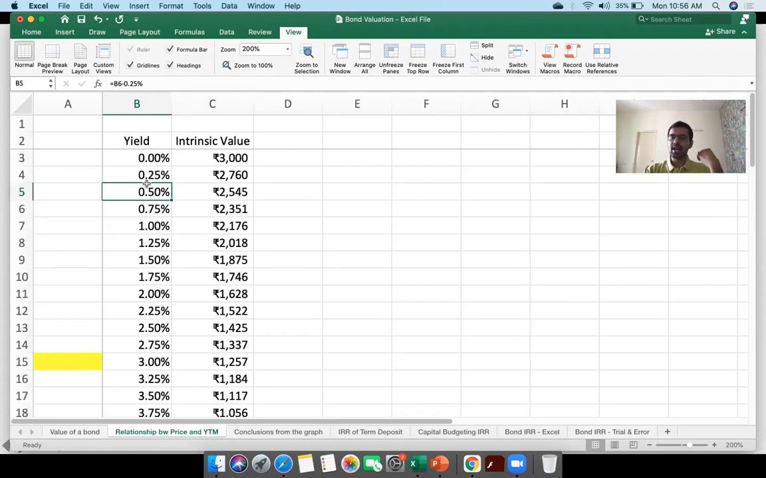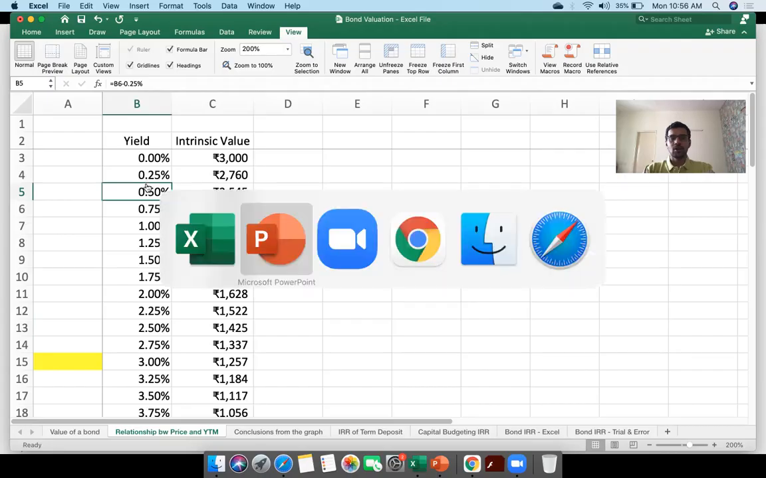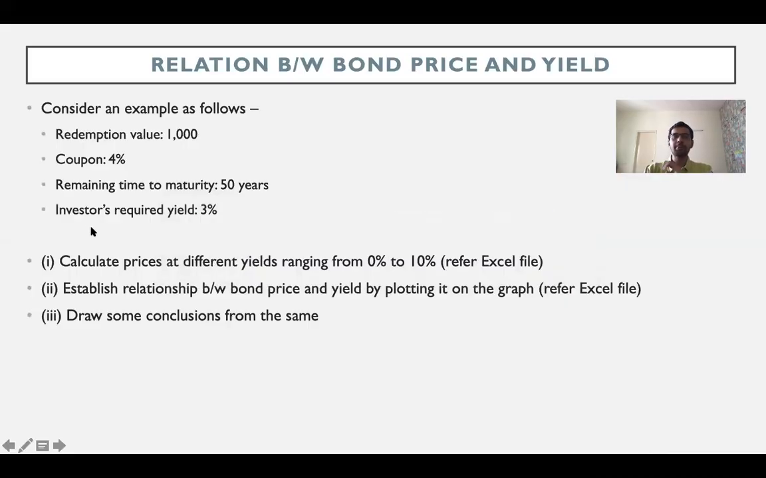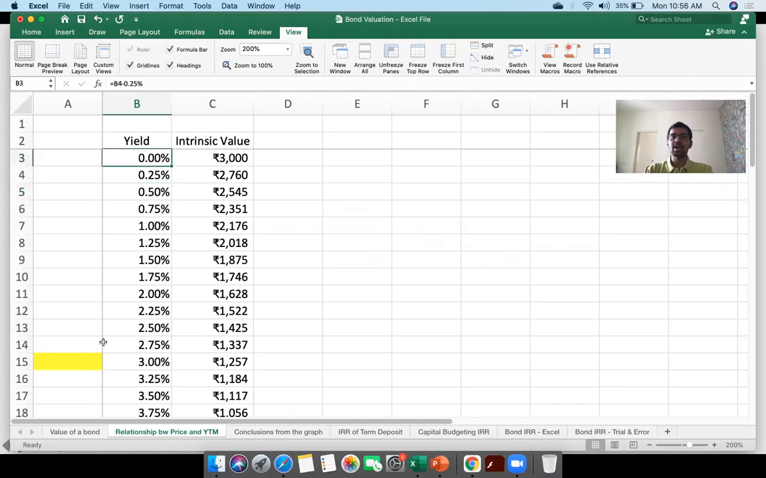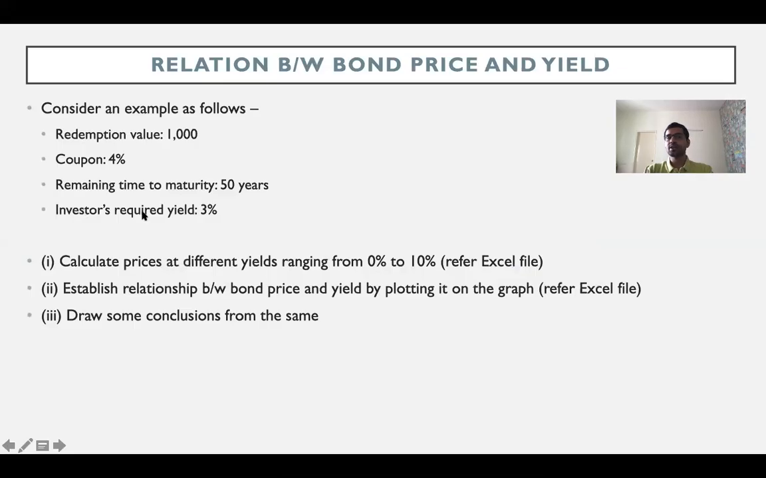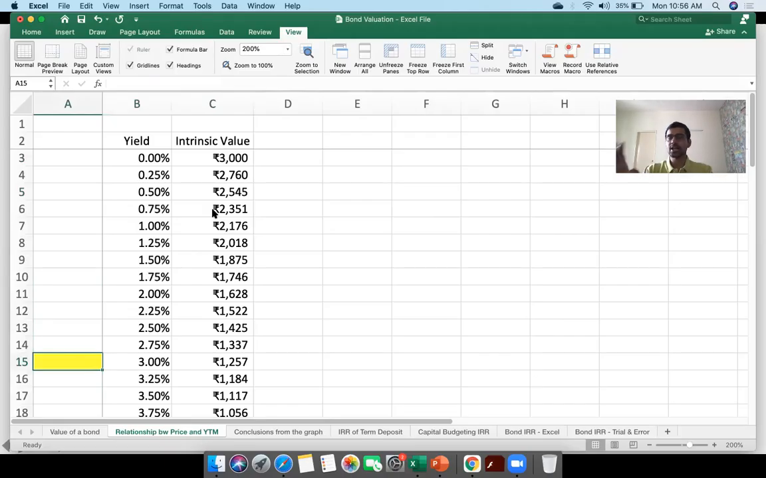Before we start any kind of interpretation or drawing any conclusions from this, let us plot this in a graph. Okay. Or firstly, let's come back to the PPT. The first question is calculate the prices at different yields ranging from 0% to 10%, which we have actually done. Okay. We started off with the current required rate of return of 3%, at which the bond's intrinsic value was 1257.